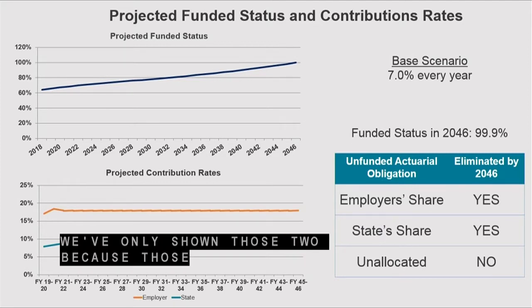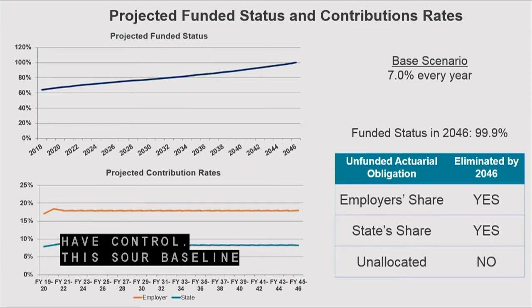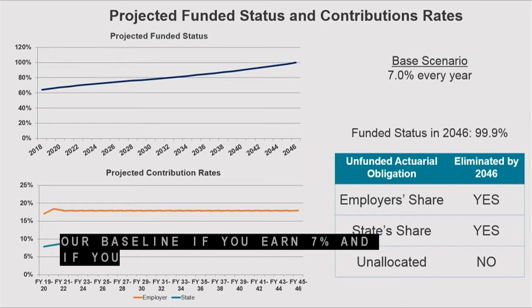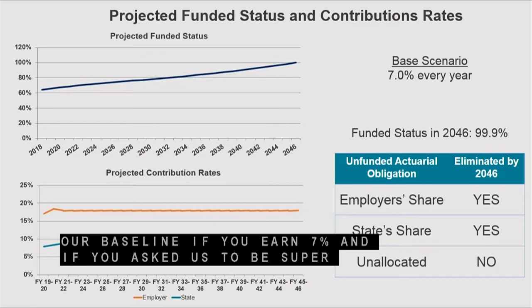On the top right, you can see the scenario that we're looking at. So this is our baseline if we earn 7% every year. And today, because of the unallocated, if you were to ask us to be super precise, what's the projected funded status in 2046? It's 99.9%. It's pretty much 100, but the reason we cannot say 100 exactly is because of the unallocated.